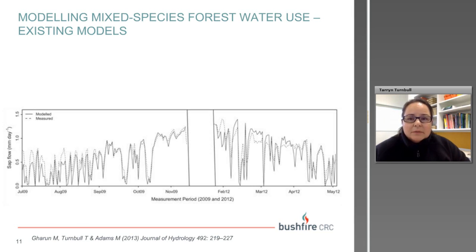We found it was able to predict transpiration in these mixed species forests, but it was still of limited use for agencies that manage forests for catchment yield. It requires 20 separate inputs to parameterize it, and a lot of them are quite labour intensive. It would be a very expensive exercise to parameterize forest water use using that particular model. So we set about making our own.